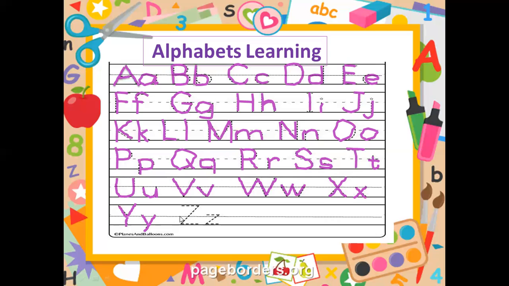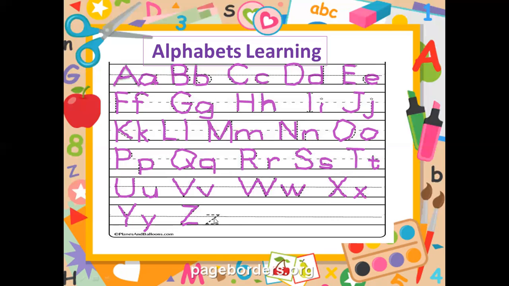Now, our last letter of today's lecture and our last letter of our alphabet learning is Z. How will you write the letter Z? Draw a small sleeping line at the top, then from the top to the bottom, a slanting line, and then in the opposite direction at the bottom, draw another sleeping line, just like this.